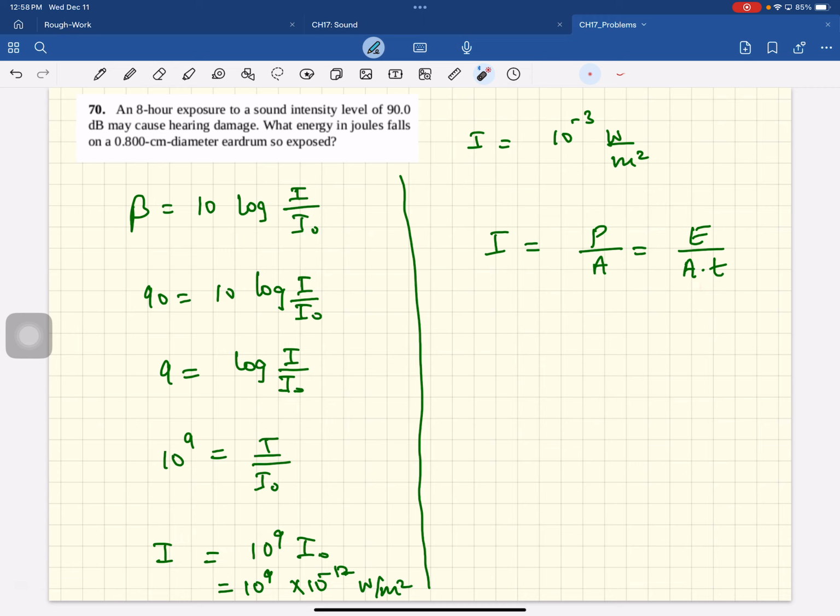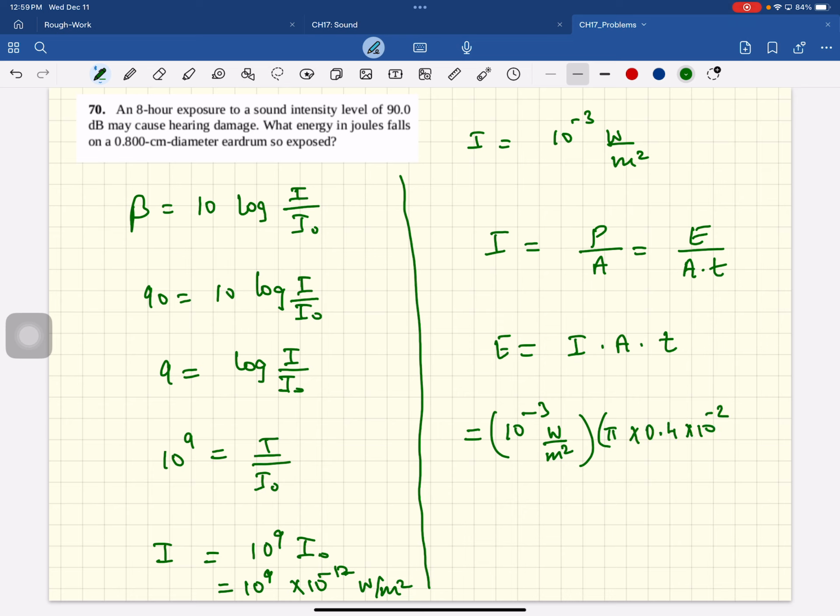So the total energy that fell on the eardrum is the intensity of the sound times the area of the eardrum times the time over which it fell. The intensity was 10 to the minus 3 watts per meter square. The eardrum is circular. Radius is 0.4 centimeters, so 0.4 into 10 minus 2, pi r square. And the time is an 8-hour exposure. An hour has 3,600 seconds.